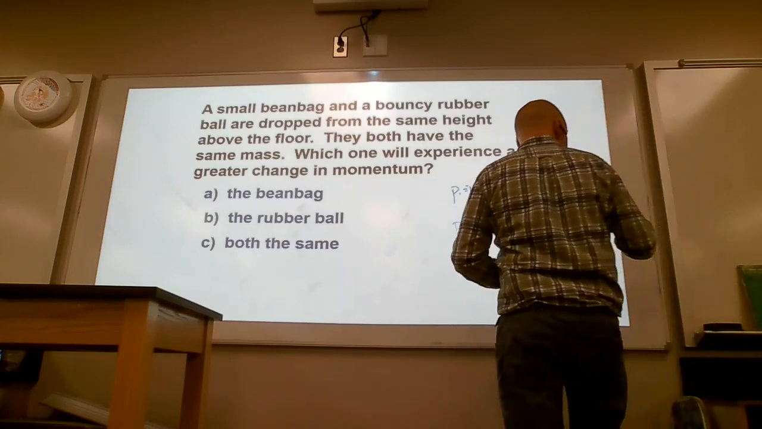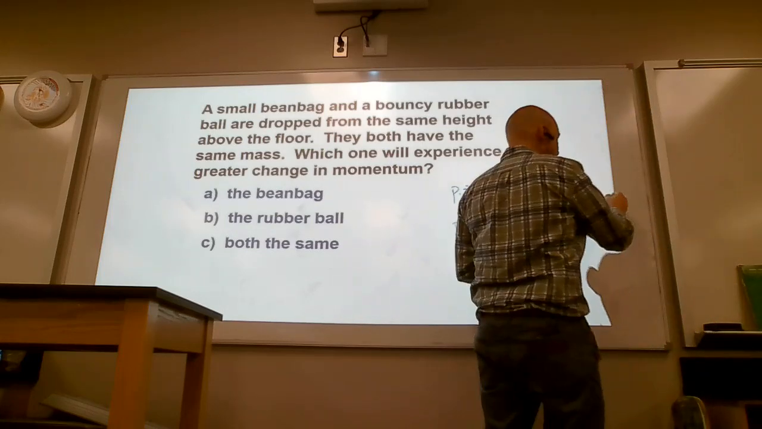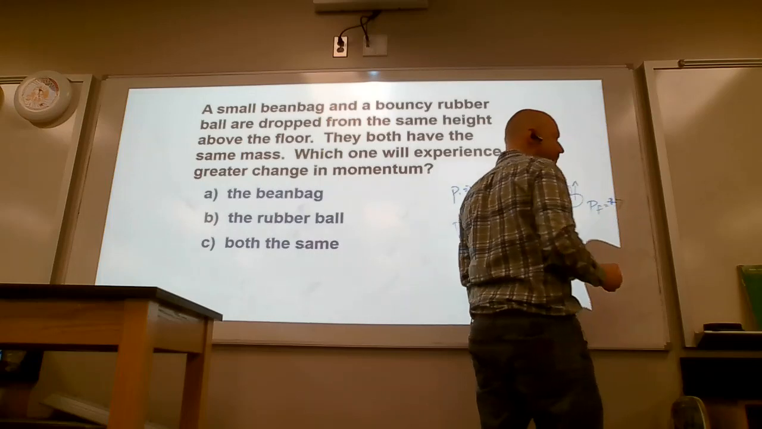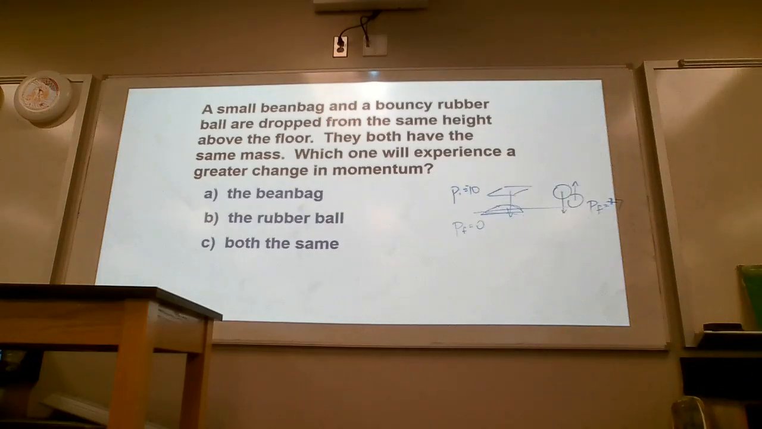And the ball, its final momentum is like, I don't know, up probably less than 10, say a positive 7. Which one experienced a greater change in momentum? Tell your neighbor. There we go with the ball. Okay. Ball experiences a greater change in momentum.